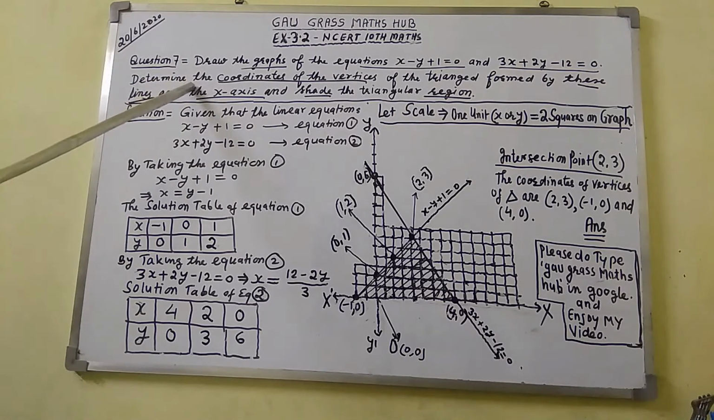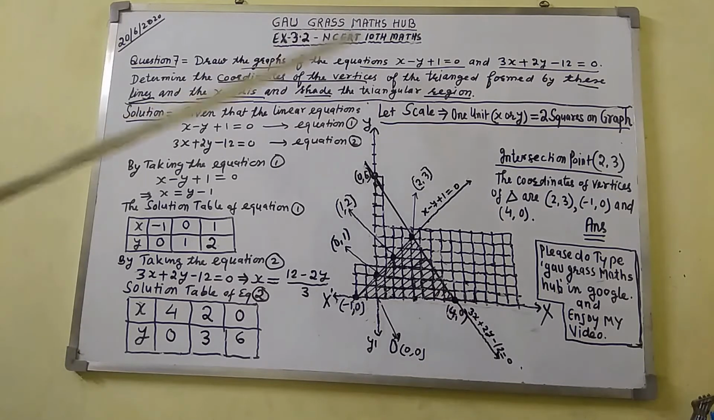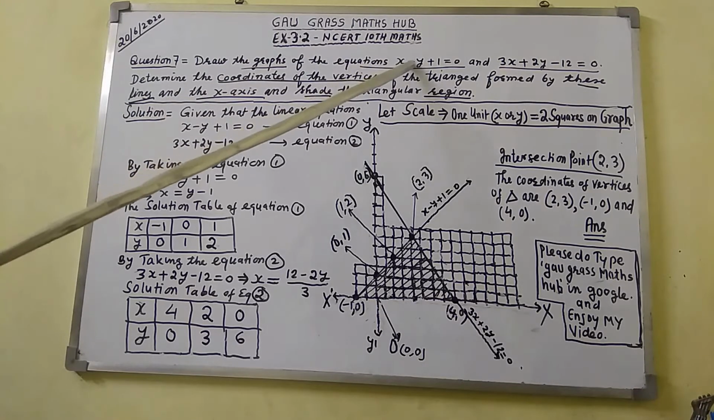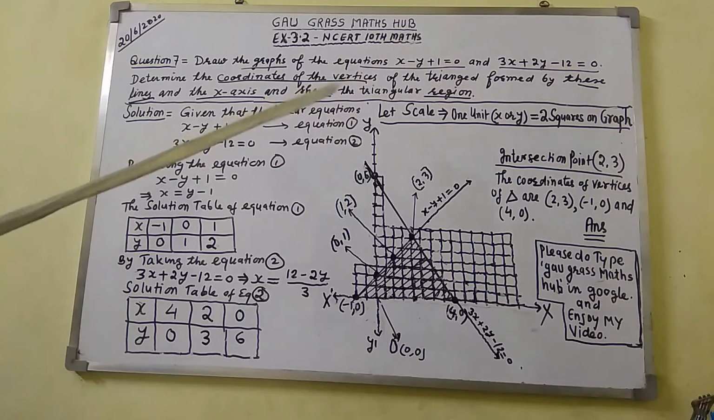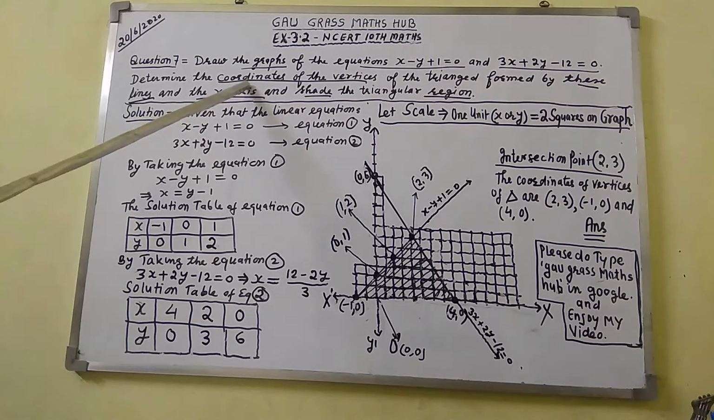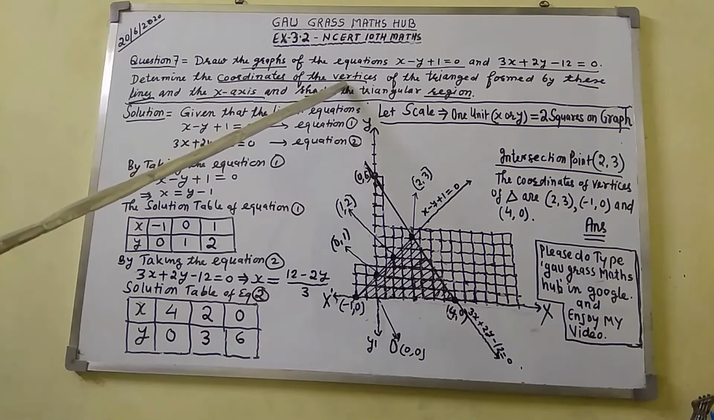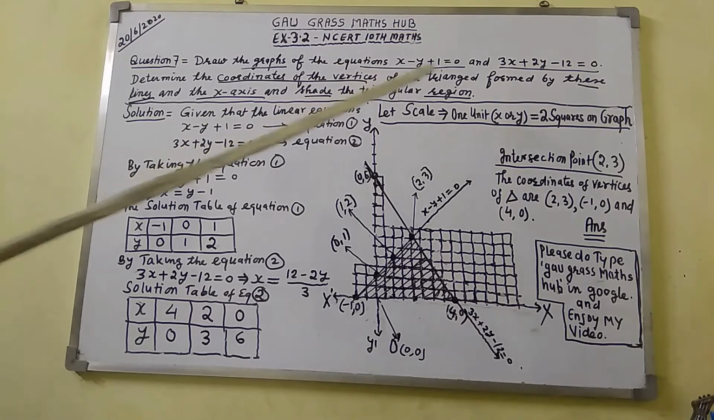Now what do you have to do in this problem? Mark the key points with pencil in the question itself. What are the key points here? You have to draw the graph here, and the given equations are the key points. I have underlined the key points here. We have to determine the coordinates of the vertices.